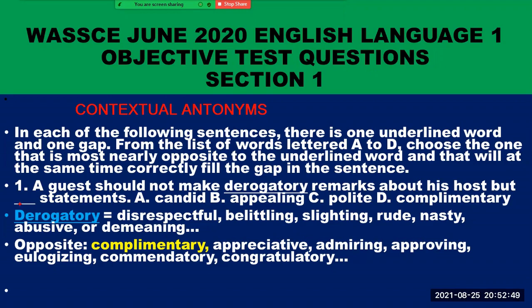So we have to look for a word opposite in meaning to derogatory that will fit in here. So don't make derogatory remarks, but make dash remarks. So you are looking for a word that is opposite to derogatory. First, you have to understand the meaning of derogatory, how it is used in this sentence. All right?